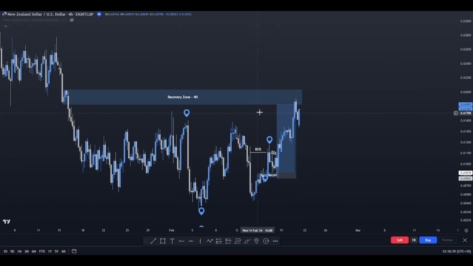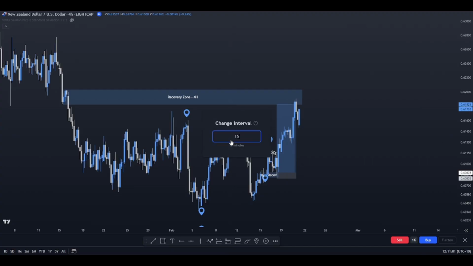I chose to target this 4 hour recovery zone because of the amount of liquidity that was sitting there. That is a lot of orders, and remember, we are on the higher time frames, so targeting those areas is going to be a lot more liquidity sitting there, obviously, because it's on the 4 hour time frame. It's showing more volume than the lower time frame.